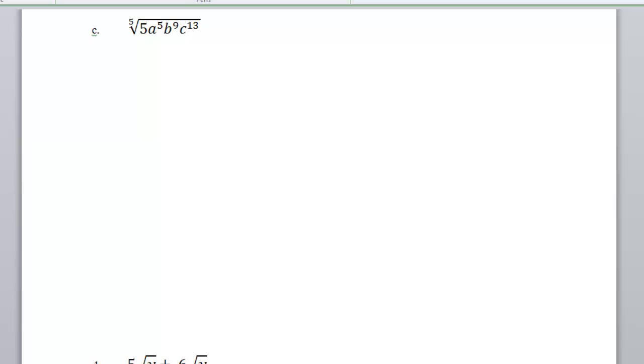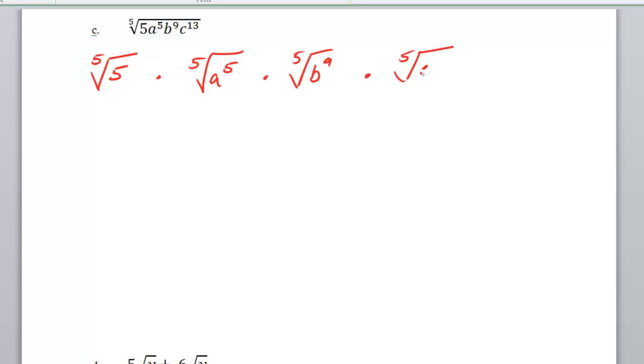So what I'm going to do is break it up into all the individual parts, simplify them each individually like they're individual problems, and then bring them back together at the end. So I'll start with the fifth root of 5 times the fifth root of a to the fifth power times the fifth root of b to the ninth power and the fifth root of c to the 13th power.